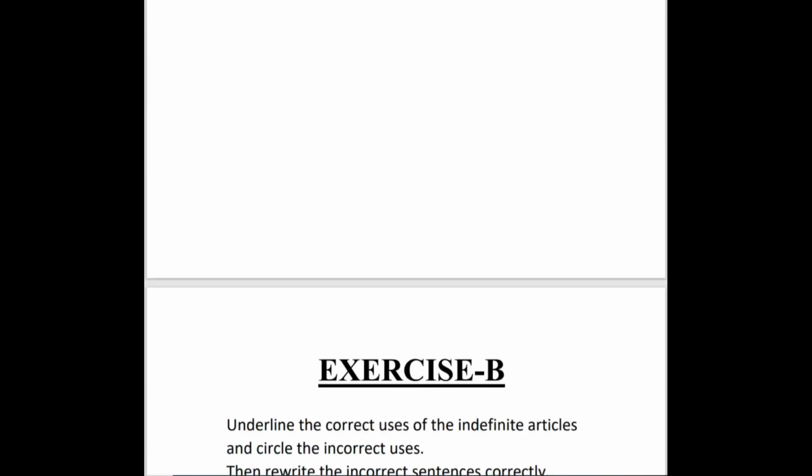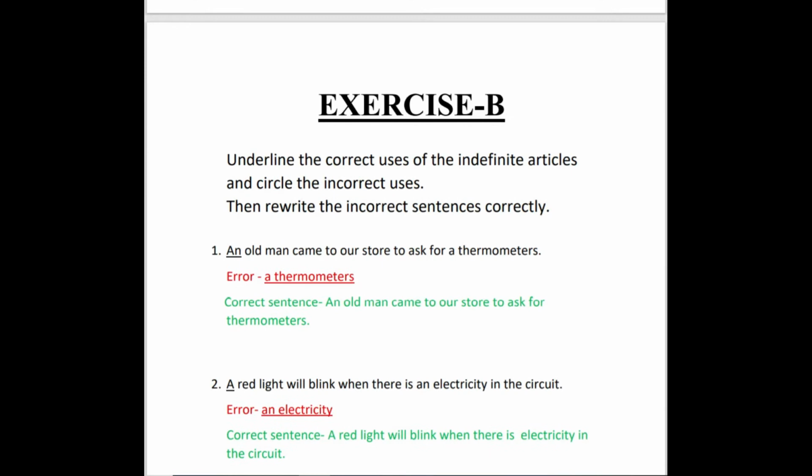Okay, now we will proceed with exercise B, which is very interesting because here we have to go both the ways. Have you read this question before? Well, what is the question? The question says, underline the correct uses of the indefinite articles and circle the incorrect uses. Then rewrite the incorrect sentences correctly.